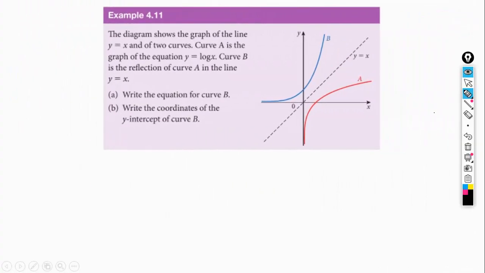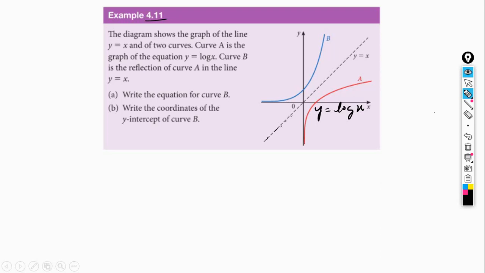So next, let's take a look at example 4.11. And it says, the diagram shows the graph of the line y equals x. So this is the line y equals x, the dotted line. Curve A is the graph of the equation y equals log x. So this is here, y equals log x. Curve B is the reflection of curve A in the line y equals x. Part A, write the equation for curve B.